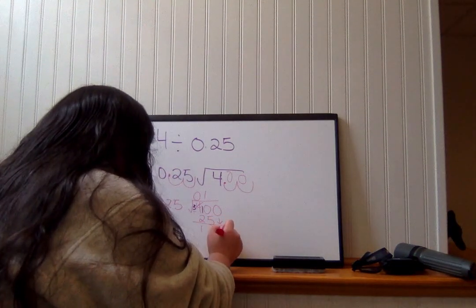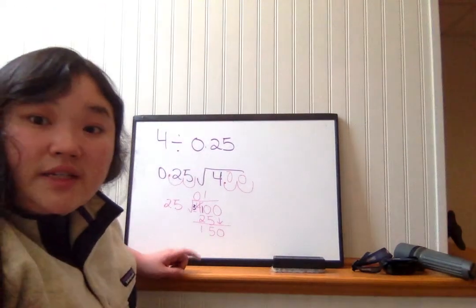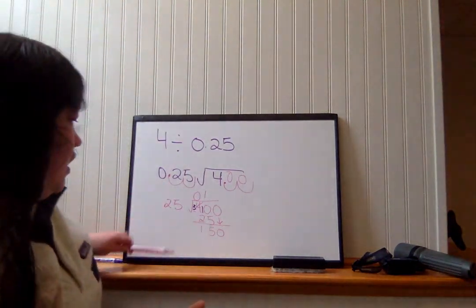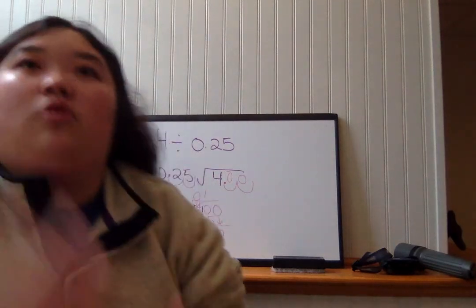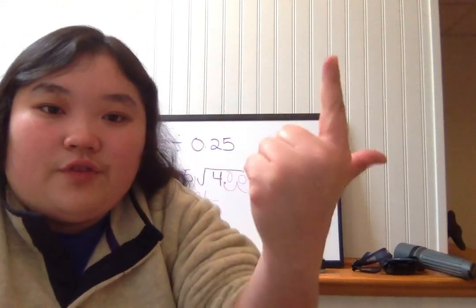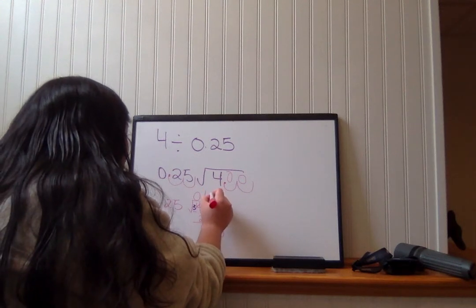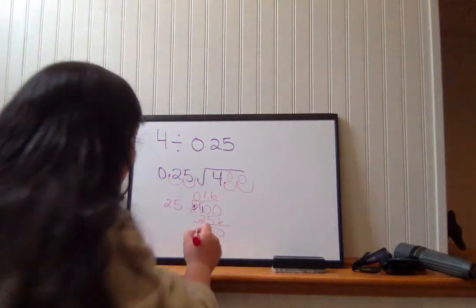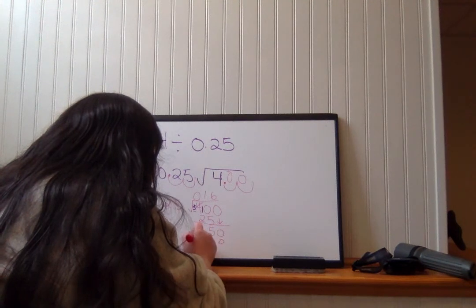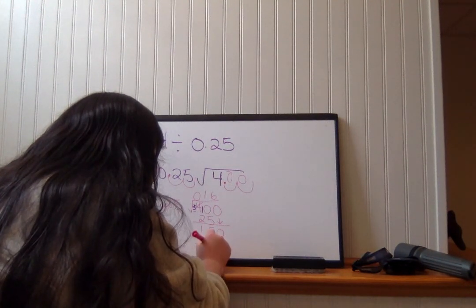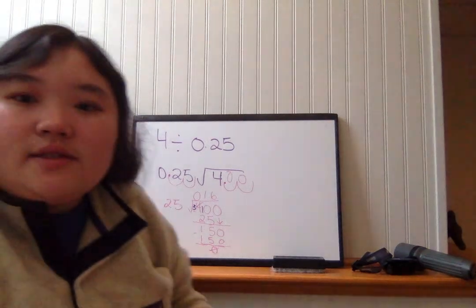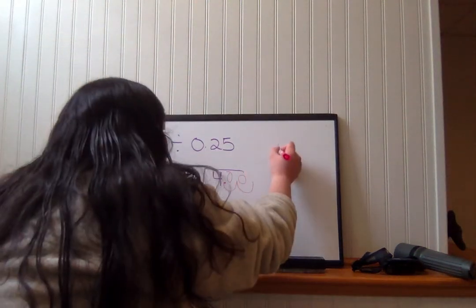Bring down our 0. And we need to figure out how many times 25 can go into 150. So we're still thinking of it as quarters. Ready? 25, 50, 75, $1, $1.25, $1.50. So 25 goes into 150 6 times. 6 times 25 gives me 150. Subtract. And we get no remainder. So our answer is going to be 16.